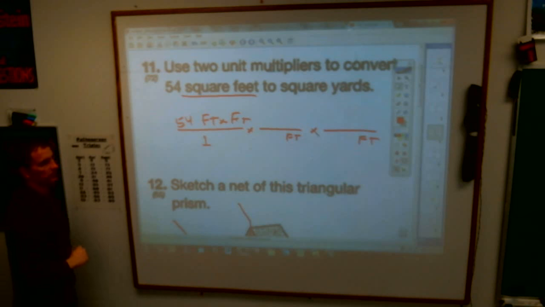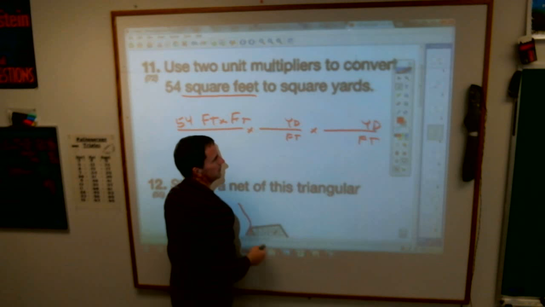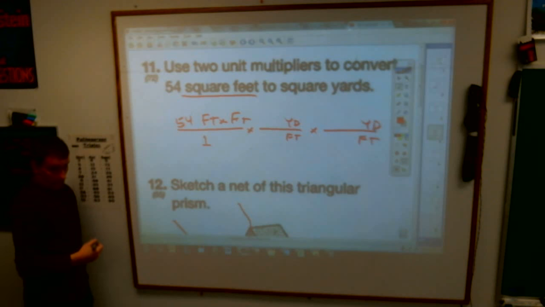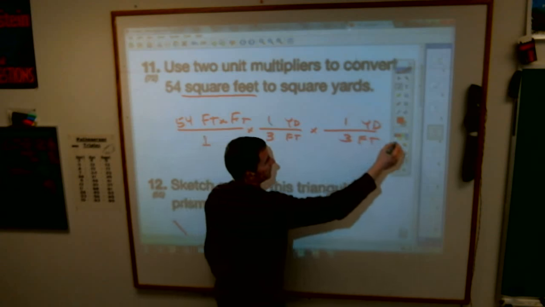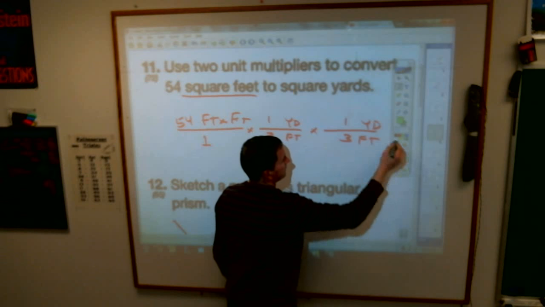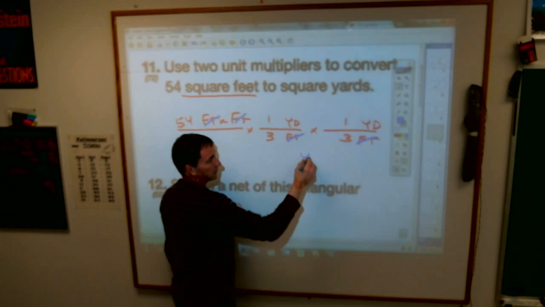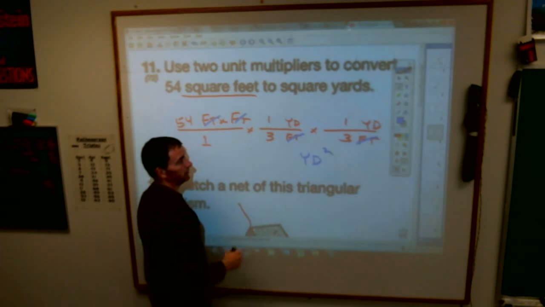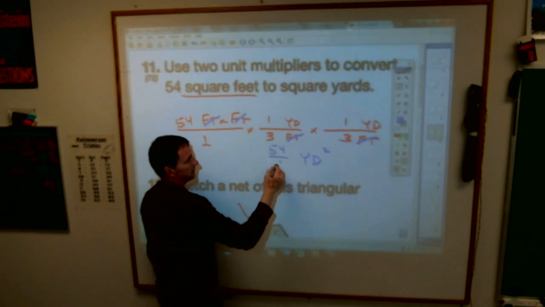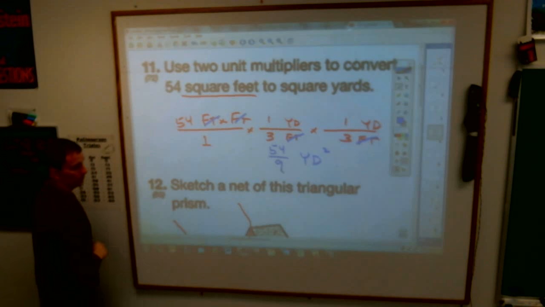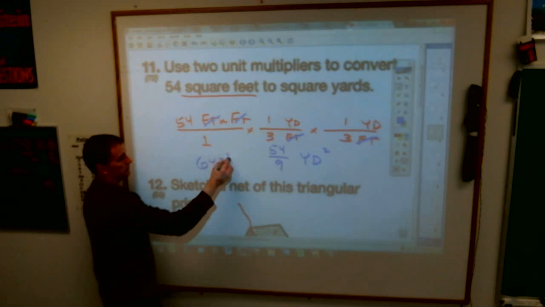And I'm changing feet into yards, so that's the other label I need. And hopefully you know how many feet are in a yard, which happens to be 3. Your label feet cross off. I am left with yard times yard, which is what it wanted, yard squared. And now your numbers are 54 on top, 3 times 3 on bottom. What is 54 divided by 9? 6 yards squared.